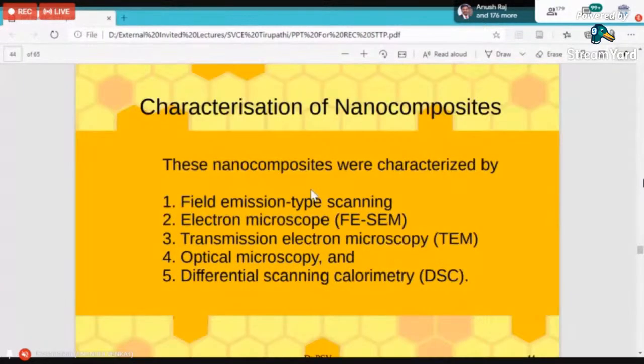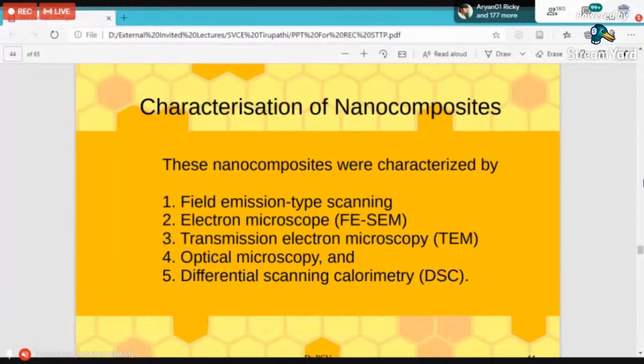Characterization of the nanocomposites. What do you mean by the characterization? You have to study the surface, you have to study the inter-boundary quality of the nanocomposites so that you can ensure the quality assurance. That is nothing but the characterization. You have to assure the quality so that it can be used for the specific application.